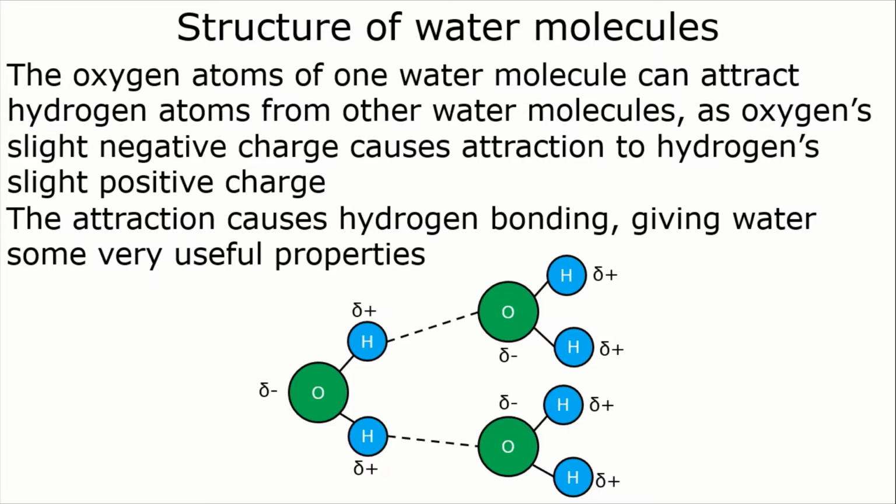Now, hydrogen bonding does not exclusively occur with oxygen. It can also occur with nitrogen and fluorine. And it's just the positive charge from the hydrogen being attracted to a lone pair of electrons, because electrons are negative, so it's just this positive and negative attraction.